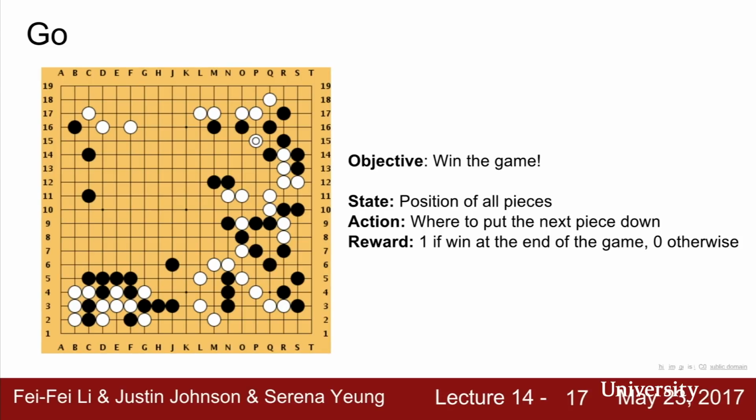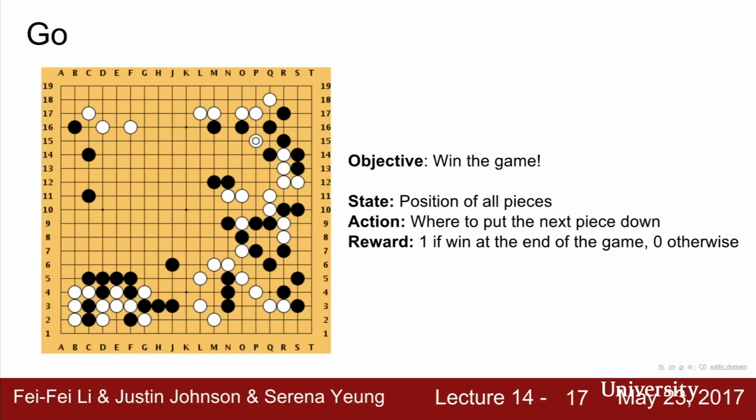And finally, here we have another example of a game. It's Go, which was a huge achievement of deep reinforcement learning last year when DeepMind's AlphaGo beat Lee Sedol, one of the best Go players of the last few years. And this is actually in the news again. Some of you may have seen, there's another Go competition going on now with AlphaGo versus a top-ranked Go player. And so the objective here is to win the game.